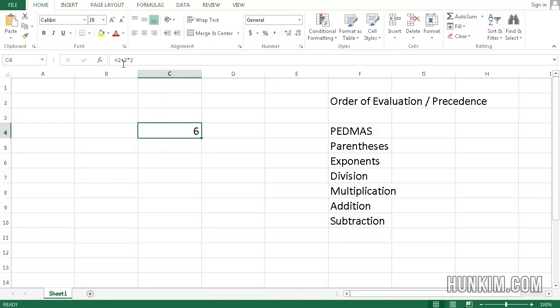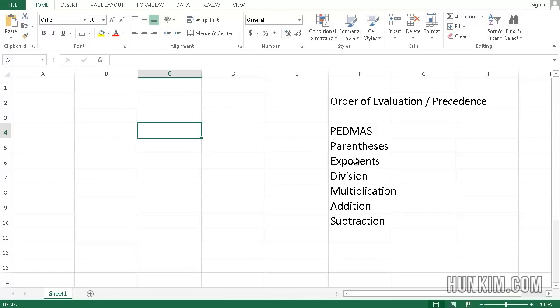What if we go to the formula bar here and add some parentheses? We stick parentheses around the 2 plus 2, and you can see that parentheses have the greatest power, so this is evaluated before the multiplication. 2 plus 2 is 4, 4 times 2 is 8. So now when I press enter, ta-da, we have 8. This is good to know.